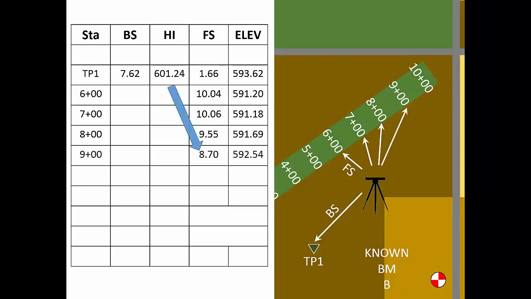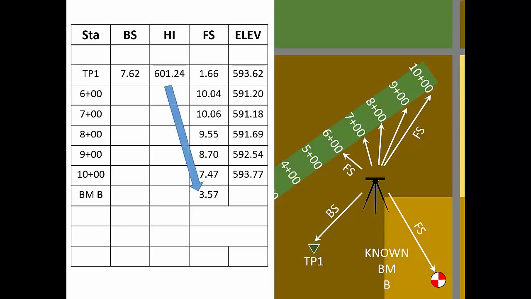Now, the final closing rod reading is on our ending benchmark. It may be tempting to call this a backsight, but actually it's a foresight. Remember that there is only one backsight instrument setup. For this setup, we took the backsight reading at the turning point. Therefore, the rod reading on the ending benchmark is a foresight.